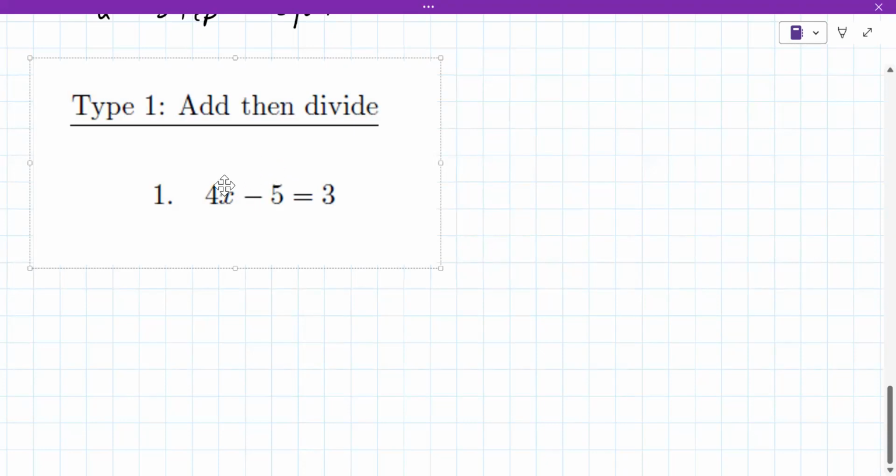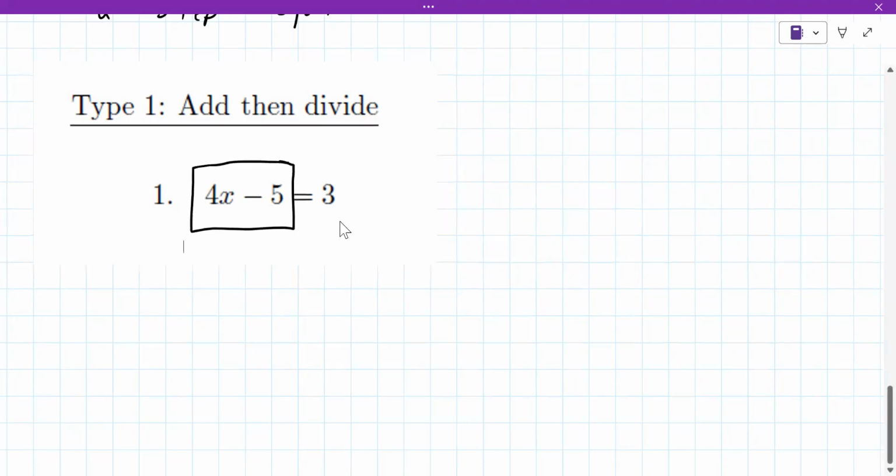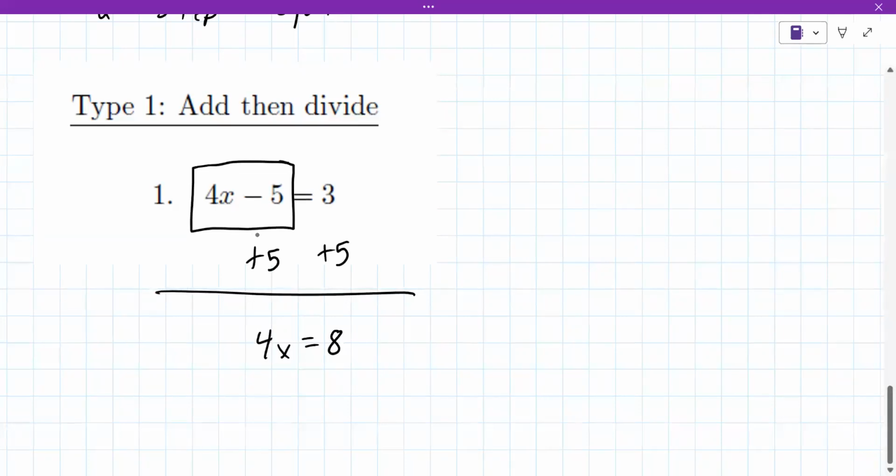Okay. You look at the side with the variable. Your focus is over here on the left. And remember, you add to undo subtraction. So are you going to add 5 or 4? 5. You add 5 to both sides. 4x equals 8. Now what are you going to divide by? 4. You divide both sides by 4. X equals 2.